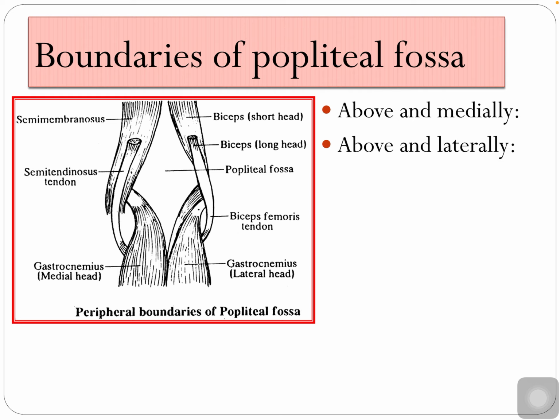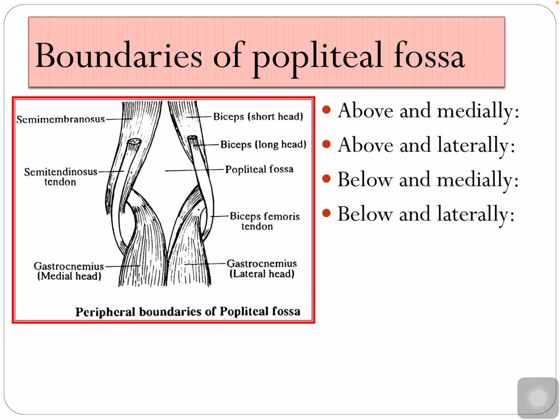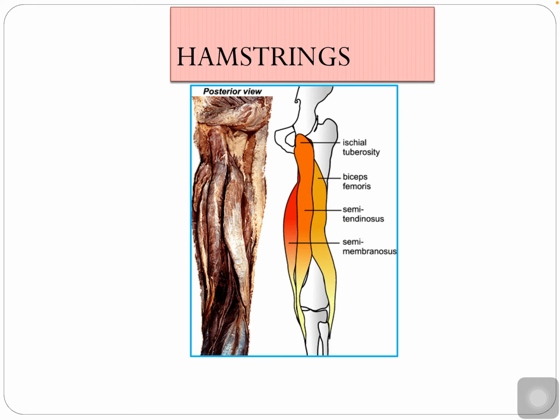So above and medially, semimembranosus and semitendinosus. Above and laterally, long head and short head of biceps femoris. Below and medially, medial head of gastrocnemius. Below and laterally, lateral head of gastrocnemius and plantaris. So these are the hamstring muscles in the back of the thigh and the back of leg muscles. So this is the popliteal fossa.